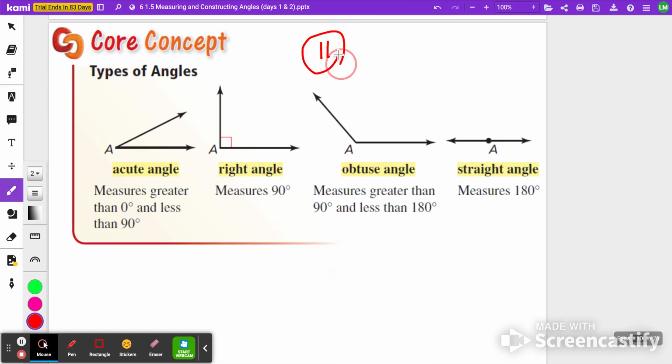This is where you want to fill in your notes. We're going to pause right here, draw and label the types of angles you see, and when you're ready to go on, click play.